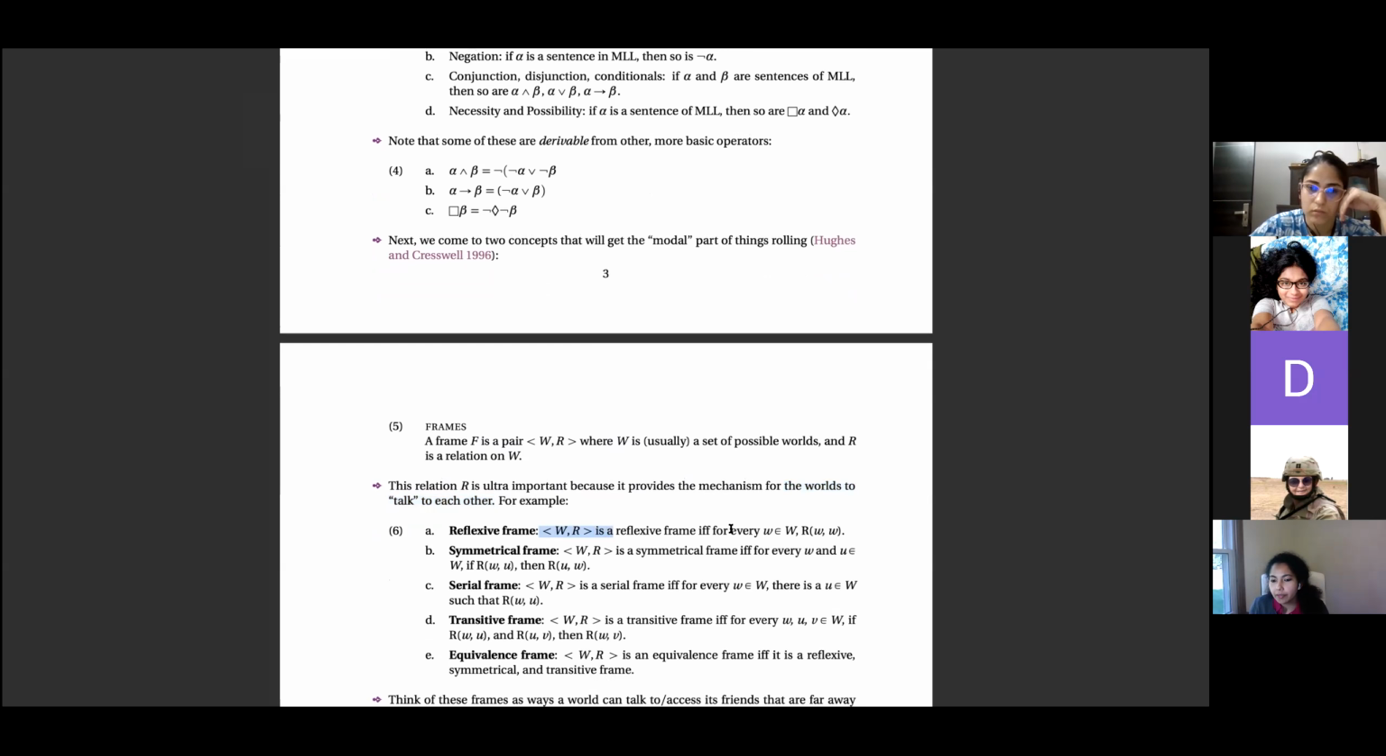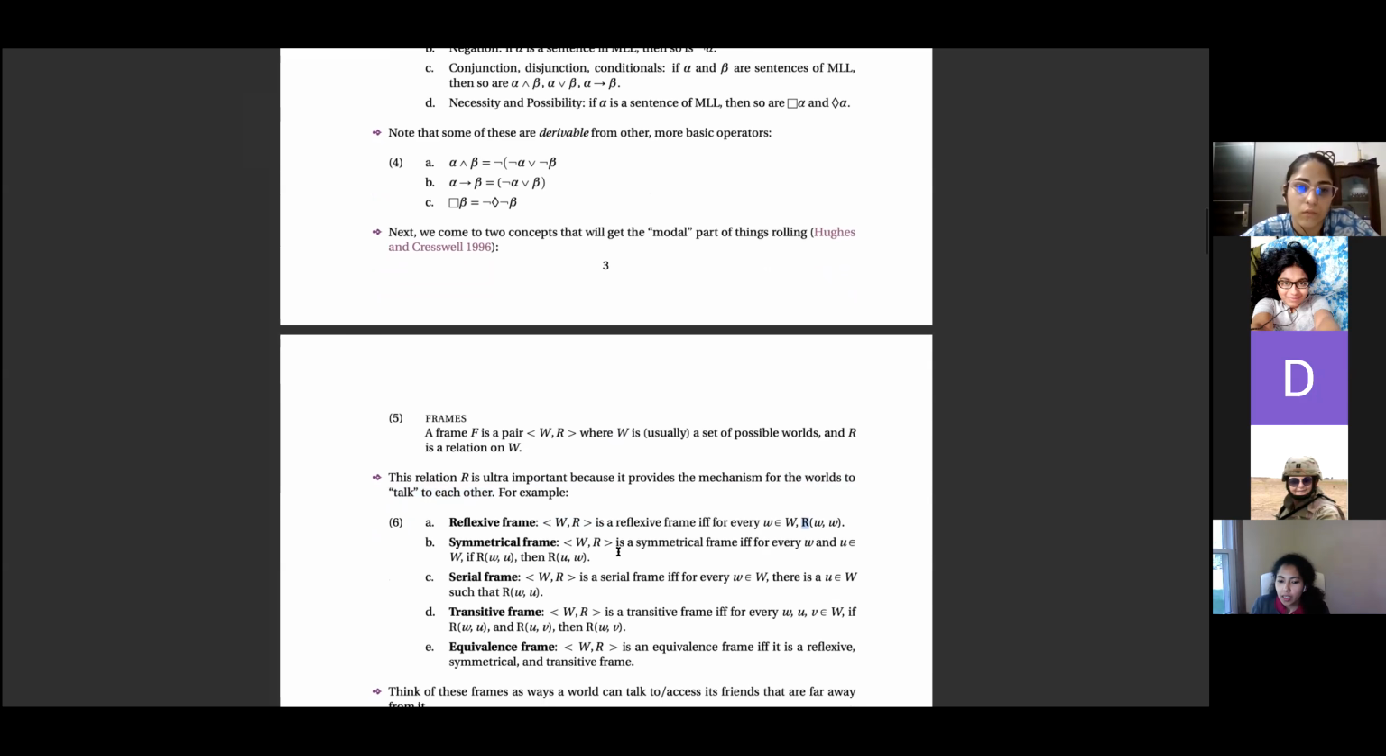This is a reflexive frame if and only if for every world in W, it bears a relation, that exact relation, to itself. Now this relation can be anything, right? But the idea is if it bears the relation to itself, then it's reflexive. Then you have symmetrical. So (W, R) is a symmetrical frame if and only if for every W and every U in this set of worlds, if the relation holds between W and U, then it holds with the order switched also. So R holds between U and W. So it's symmetrical.